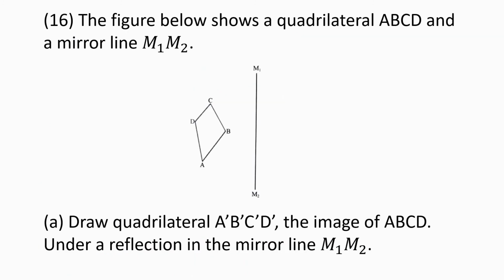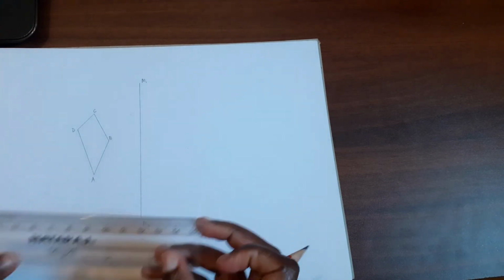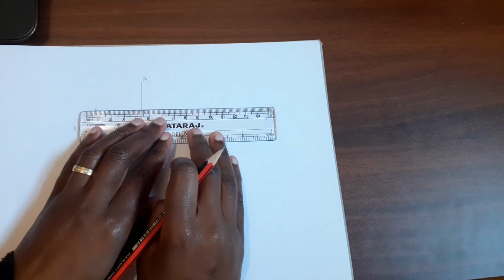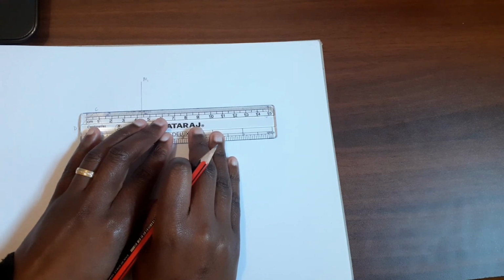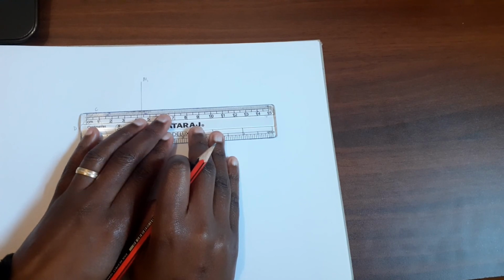Question 16. The figure below shows a quadrilateral ABCD and a mirror line M1, M2. Part A. Draw quadrilateral A prime, B prime, C prime, D prime, the image of ABCD under reflection in the mirror line M1, M2. To perform the reflection, we are going to measure from the point to the mirror line at a right angle. So we're just going to plot straight lines to the mirror line, but it has to be at a right angle to the mirror line.